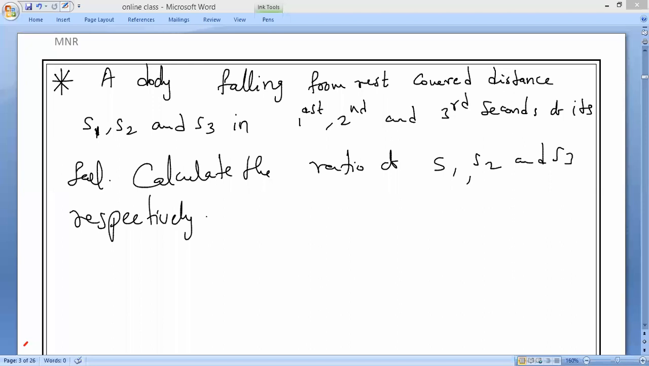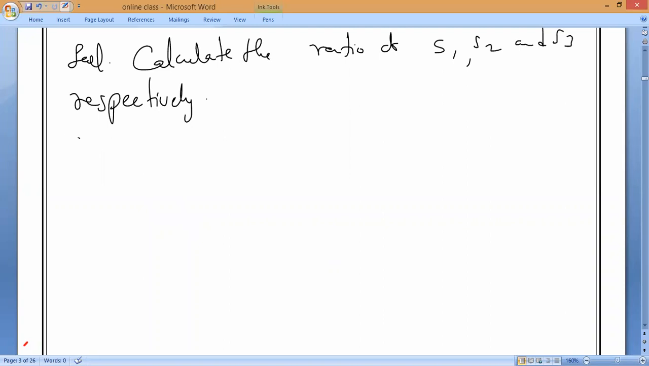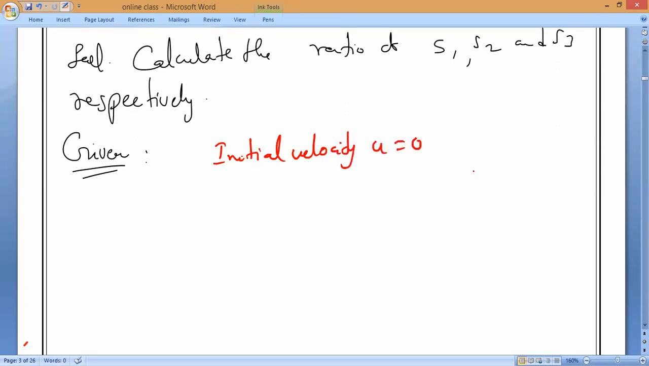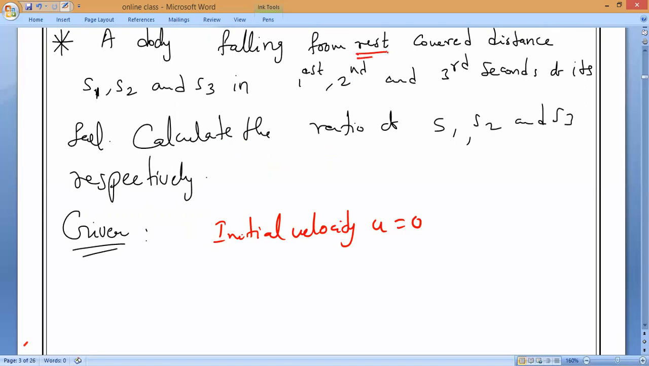So if the body is falling from rest, what is the initial velocity? Given data, initial velocity of the body. It is falling from rest. Initial velocity u is equal to what? Zero. But they are not asking height, they are asking in the form of distance only. If the body is falling, initial velocity is 0, then one more thing we can come to know.